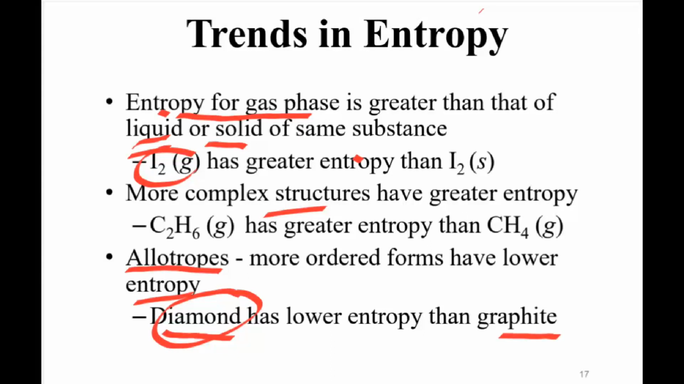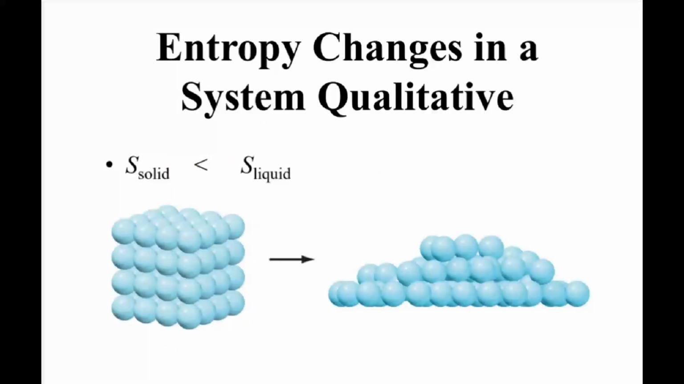But the structure of diamond is more ordered than that of graphite, and because of this diamond has lower entropy than graphite. ስለዚህ የዳይመንድ እና የግራፋይት ስትራክቸር ይለያያሉ፣ ምክንያቱም የአቶሞቹ አቀማመጥ ስለሚለያይ ማለት ነው። እነዚህ ሁለቱም allotropes of carbon ስናወዳደር ዳይመንድ በጣም ordered structure ነው ያለው, whereas graphite ደግሞ less ordered ነው። ስለዚህ because diamond ordered structure ስላለው ኢንትሮፒው ትንሽ ነው ማለት ነው። We'll see qualitative determination of entropy changes in a system.